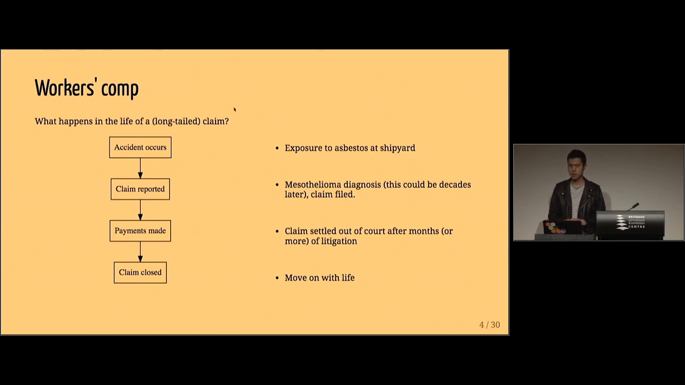In specific lines of business, there's more uncertainty around when the claim is going to be reported. So in workers' compensation, it's what we call a long tail line of business. There can be a lag after the accident occurs for the claim to be reported, and then the whole process of getting paid can take a while.